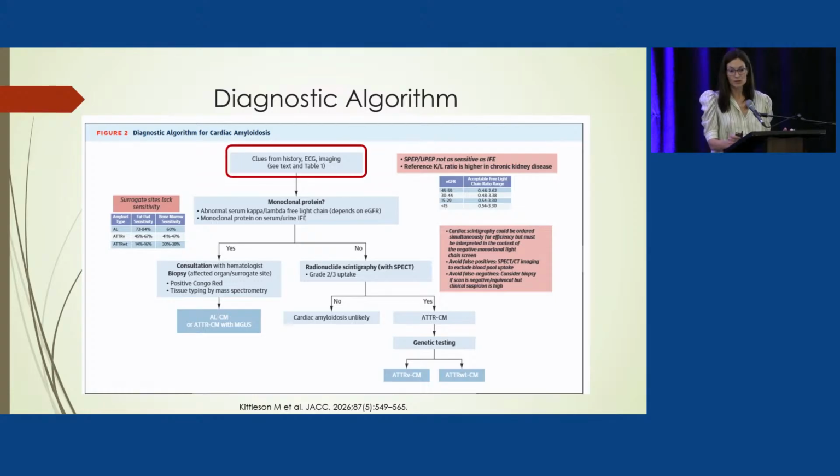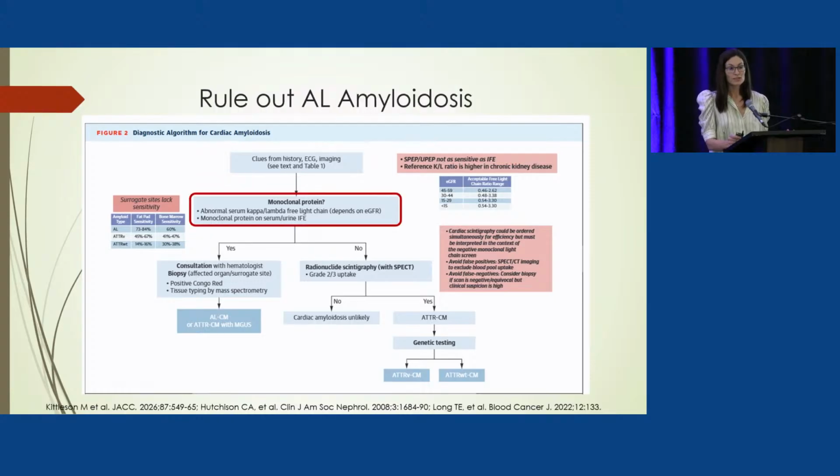So you're going to go into this obviously with some suspicion for cardiac amyloidosis based on your history, your ECG that we've talked about, and your imaging, whether it be echo or cardiac MRI. And the first thing you have to do is rule out AL amyloidosis. That is always the first thing, because if you miss that, it can be fatal very, very quickly. Median survival is 4 to 6 months in patients with advanced heart failure who are untreated or undiagnosed.